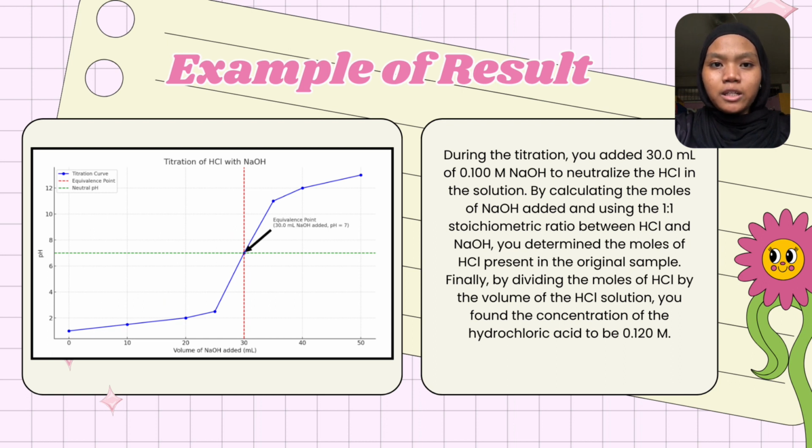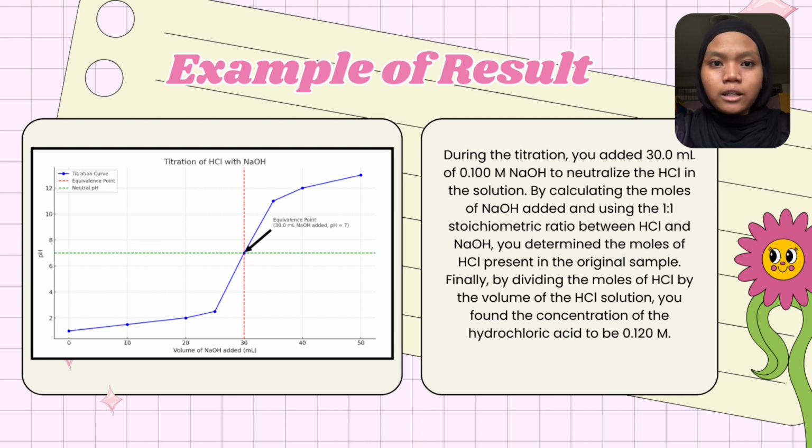And for the explanation, during the titration, you added 30 ml of 0.1 molar sodium hydroxide to neutralize the hydrochloric acid in the solution. By calculating the moles of sodium hydroxide added and using the 1:1 stoichiometric ratio between hydrochloric acid and sodium hydroxide, you determine the moles of hydrochloric acid present in the original sample. And finally, by dividing the moles of hydrochloric acid by the volume of the hydrochloric acid solution, you find the concentration of the hydrochloric acid to be 0.120 molar.